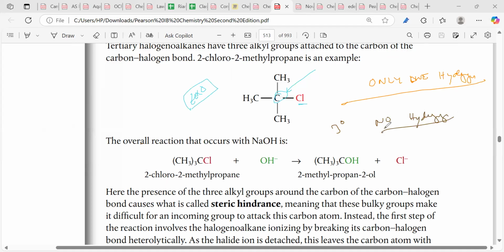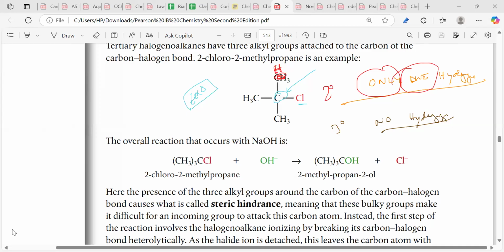Fine, isn't it? Ashvi, is it clear? And a secondary carbon atom is a carbon which has got only one hydrogen, right? If this was the case, it was a secondary carbon. So a tertiary carbon atom is a carbon atom which has got no hydrogens attached. Now go to the next part.